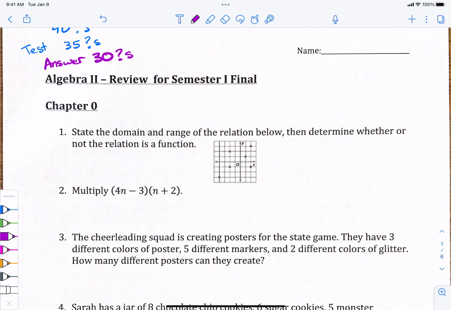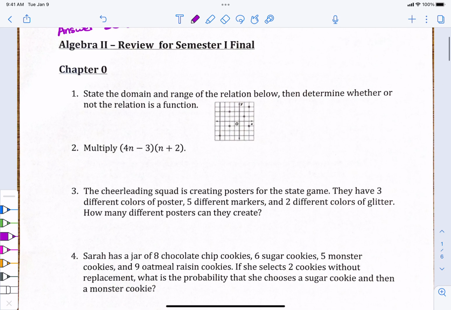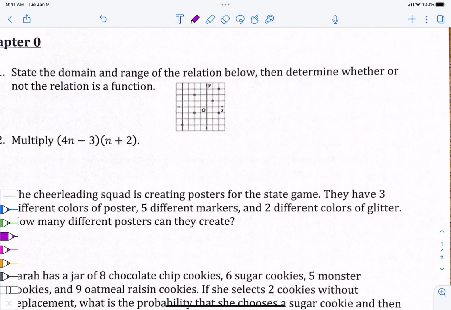So let's just start at the top. Chapter 0 was the first chapter that we did. On the test, these numbers will not be in order. These go by chapters, but on the test it won't be quite the same order, all right? State the domain and range of the relation below, then determine whether or not it is a function. So they're wanting domain, range, and then yes or no, is it a function, okay?